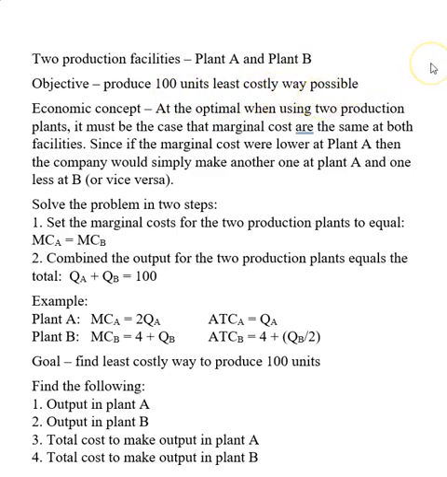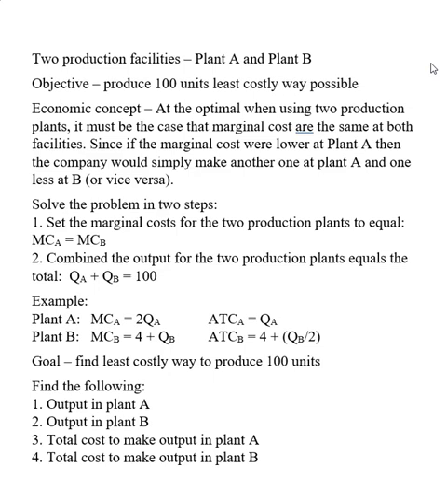So here's the economic concept at work here. A firm is optimizing when using the two production facilities. In this case, the marginal cost must be the same at both facilities in order for the firm to be minimizing their cost. Because what if this were not the case? What if the marginal costs were lower at plant A than plant B? Then the firm would simply shift allocation and make one more unit at plant A and one less at plant B.